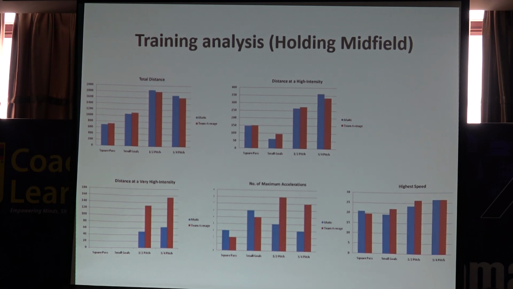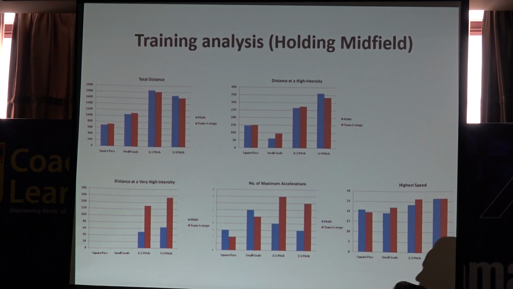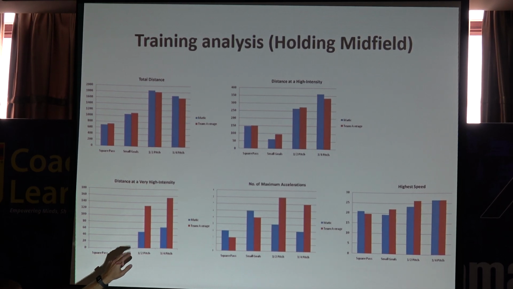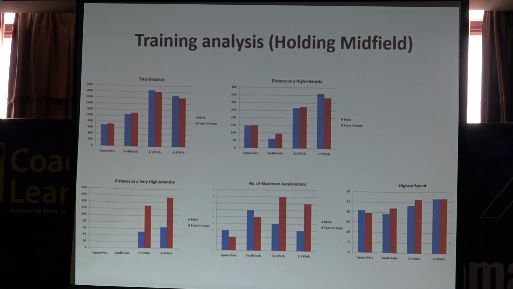Then we have the average for the Chelsea squad, which is the red. And then I just selected this player as an example. This is Matić. He used to play for Serbia. He's a holding midfielder, like a number 6.